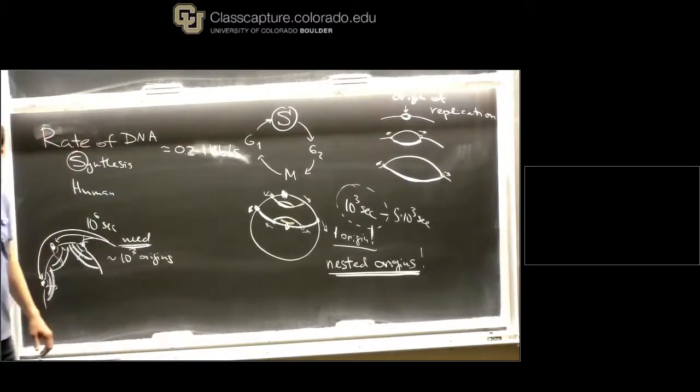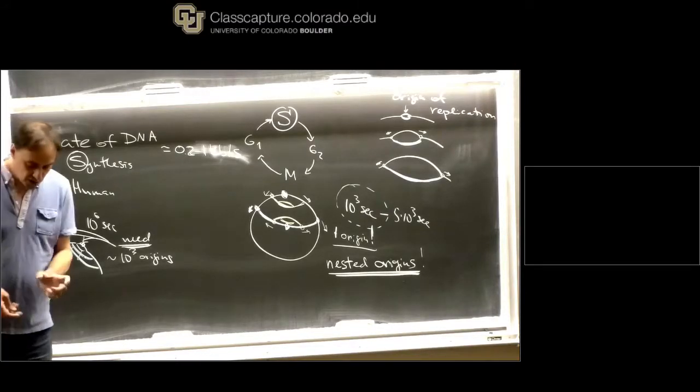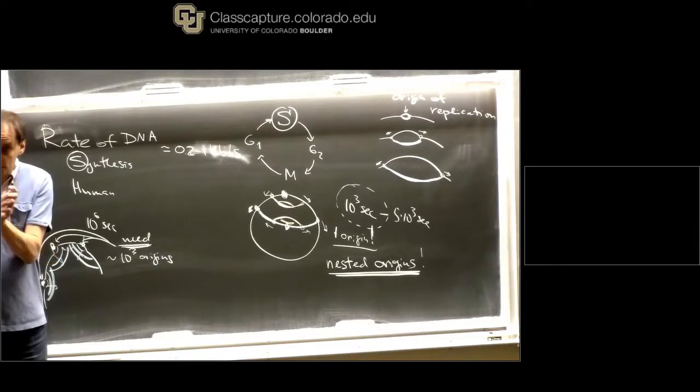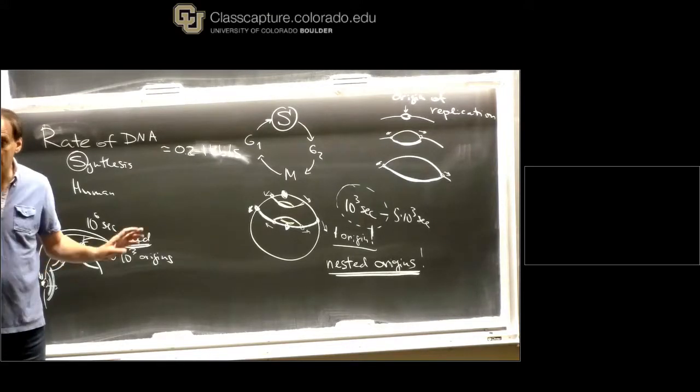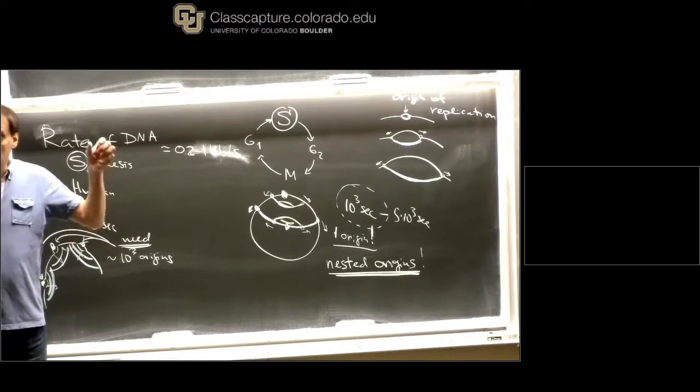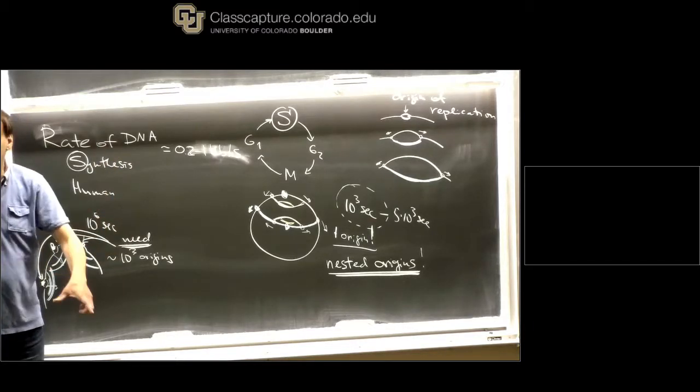Yes? How do you know that there is only one origin of replication? In bacteria, this origin has a very specific sequence. You can cut it out, and then bacteria is totally unable to replicate its DNA. You can insert it in two places, and then it will start replicating in two places.